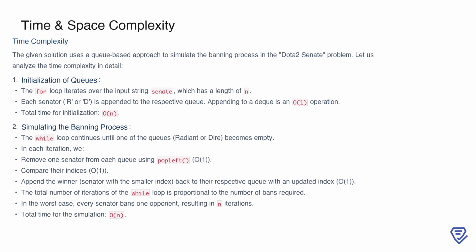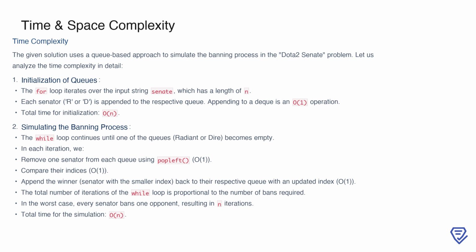Next, we simulate the banning process. During this phase, we repeatedly process one senator from each queue until one of the queues becomes empty. In each iteration, we remove the first senator from both queues, compare their indices to see who bans the other, and append the winner back to their respective queue with an updated index. Each of these operations, removal, comparison, and appending, is constant time, or O(1).